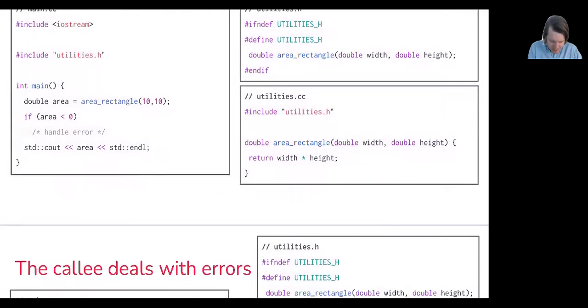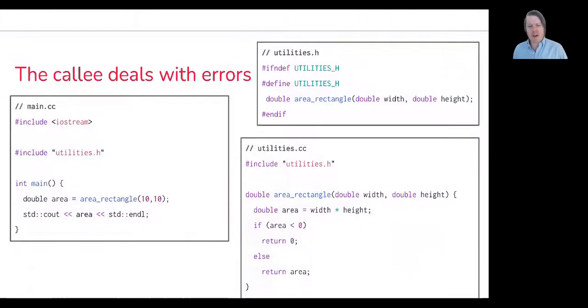So they're going to have to go ahead and go, okay, well, hey, if the area I get back is less than 0, well, something's astray and I need to figure out what it is and properly handle that error in this case. So that's one way of going about this.